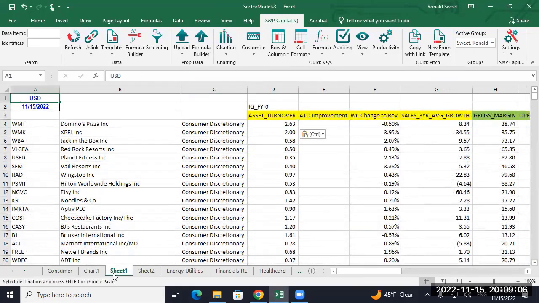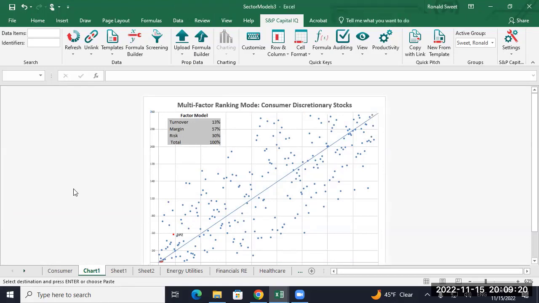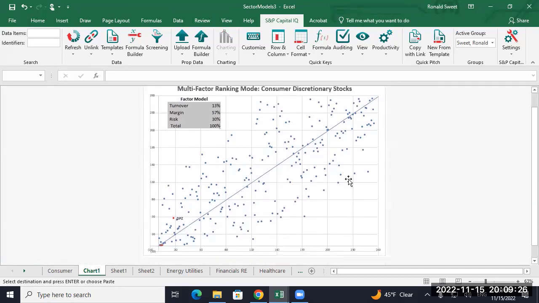All right. So your goal is to get a good looking chart like that. That's actually a pretty horrible looking chart. They're way too spread out. So I definitely need a lot more data. And then you mark your company. Here I got Domino's. I've got some other companies down here. So it's not too impressive.